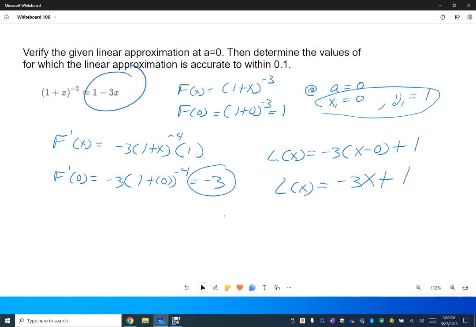Second aspect, I want to determine the values for which this linearization, this linear approximation, is accurate to within 0.1 of this function. So this is important. This is my function. This is my linearization of the function. So how do I find this? So I'm going to do this graphically.